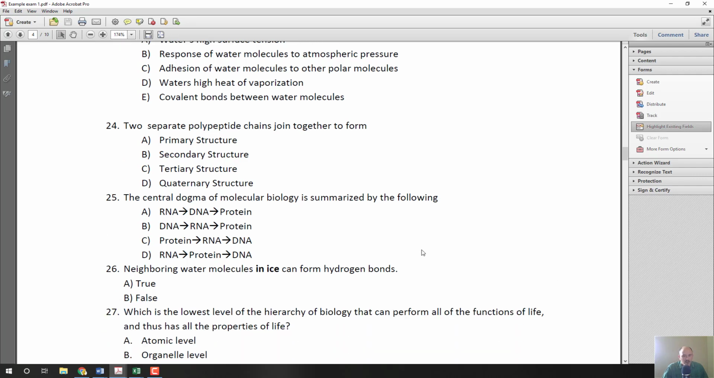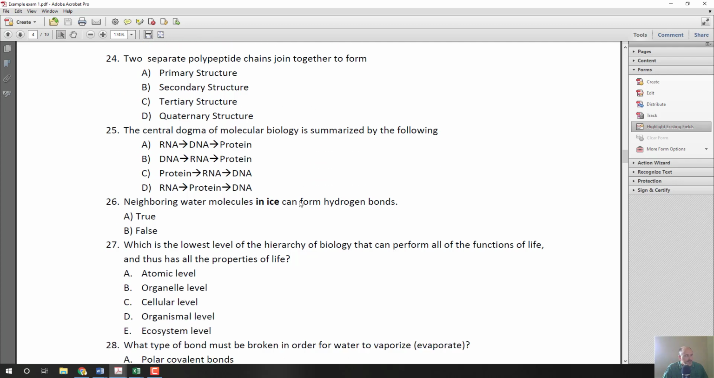Number 24. Two separate polypeptide chains join together to form what? Well, a polypeptide chain is a chain of amino acids. It folds up into secondary structure, that folds up into tertiary structure, and then when you put two or more of them together, you get D, quaternary structure.